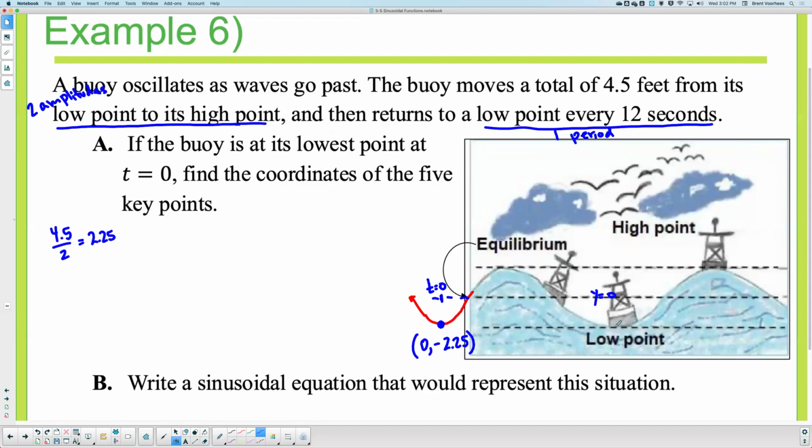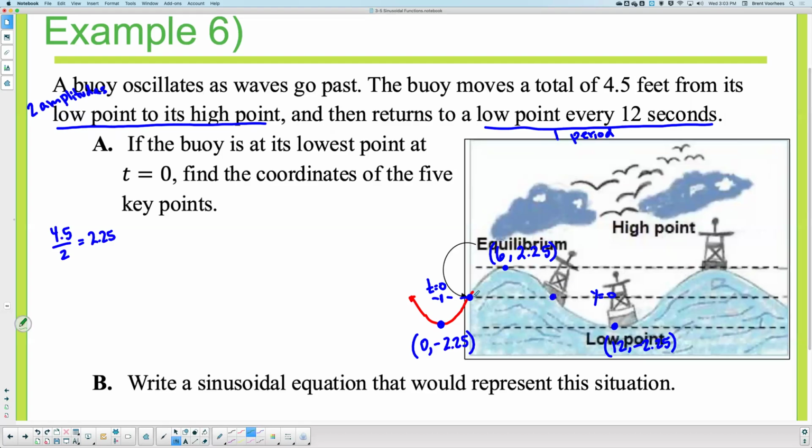Now, the next low point will happen 12 seconds later. So the next low point would be 12 comma negative 2.25 again. So that's where that would be. Now, the highest point will be 2.25 up, and it'll be half the way between 0 and 12. So half the way between 0 and 12 is 6 seconds, and this would be up 2.25. So now we have these 2 points left, because remember there's 5 key points. So this value and this value are the only ones left.